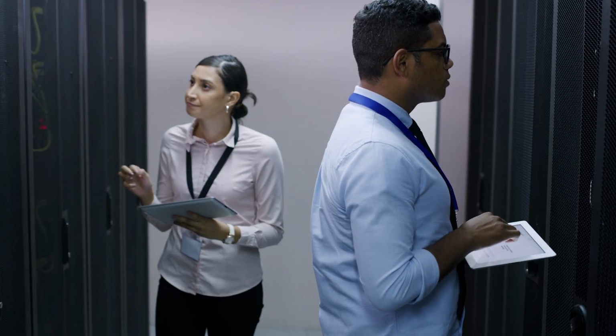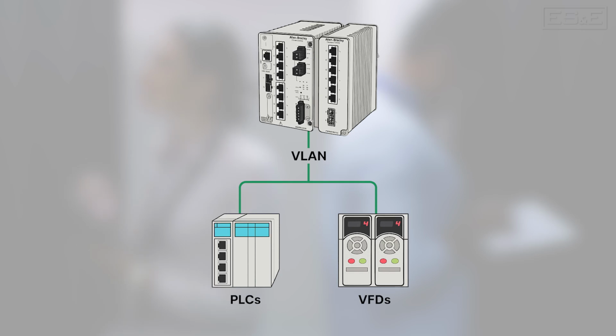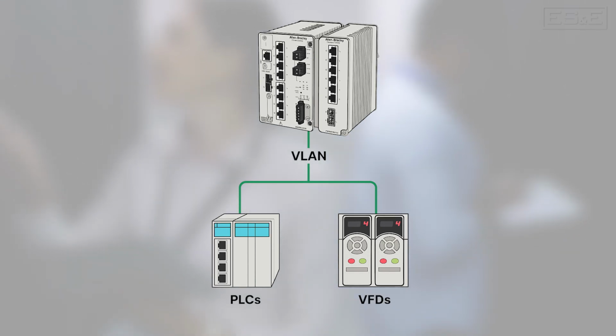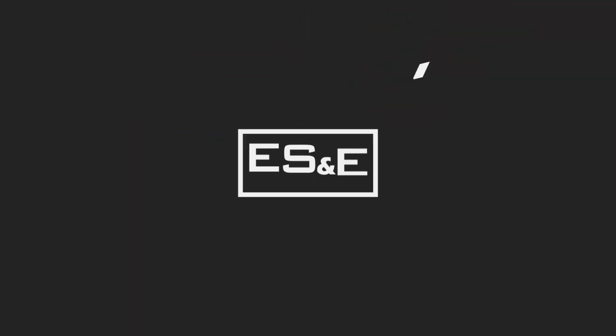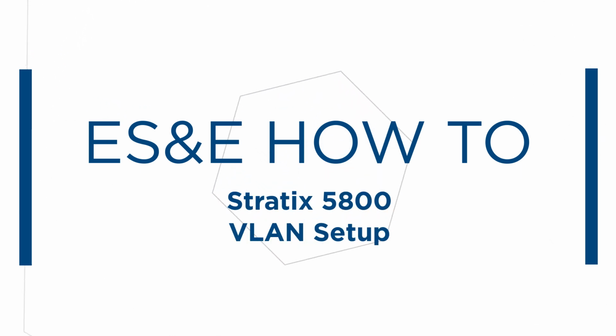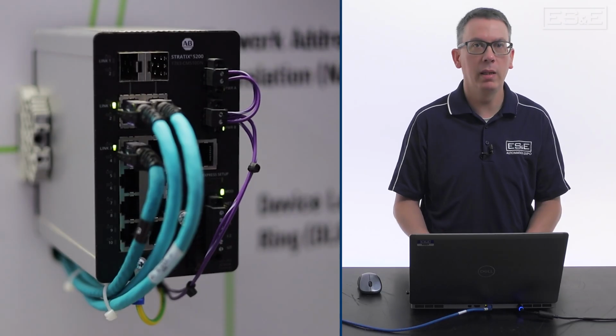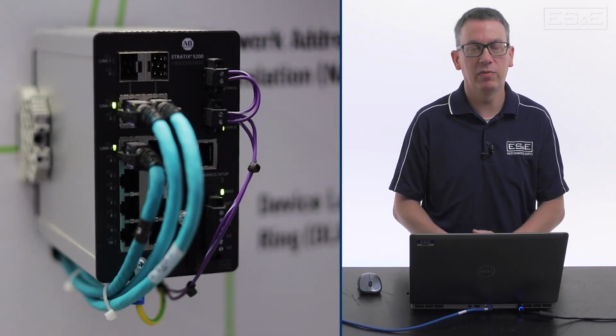Whether you're segmenting traffic for improved performance or securing your industrial network, VLANs are a key part of a strong Ethernet architecture. In this video, we'll walk you through the setup using the web interface. The Stratix 5800 switch supports advanced Layer 2 and Layer 3 capabilities, depending on model, making it perfect for segmented industrial networks. Keep in mind this setup also works for the Stratix 5200.